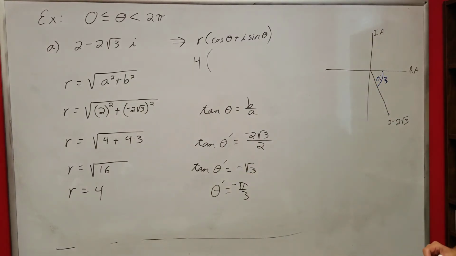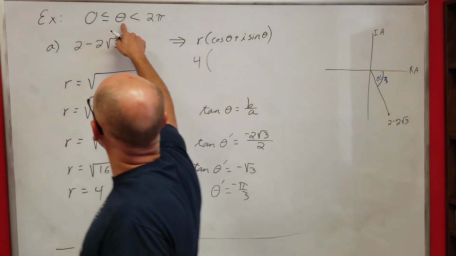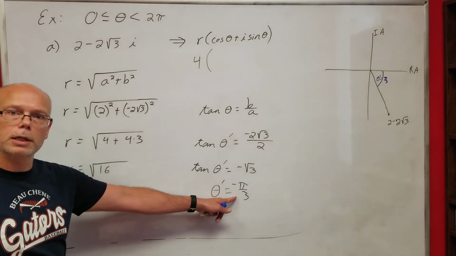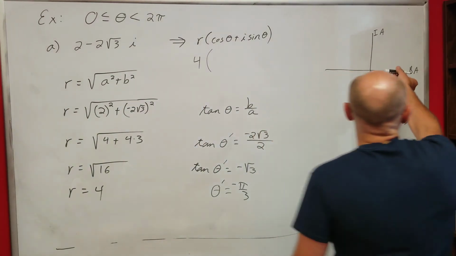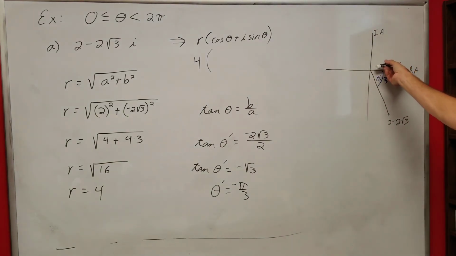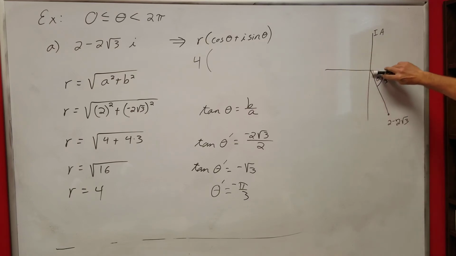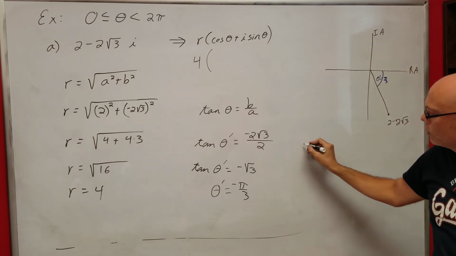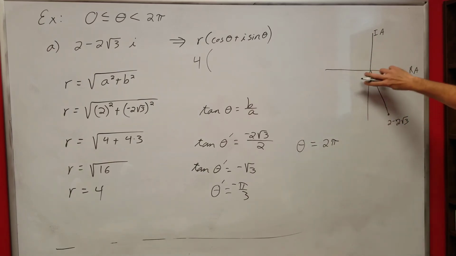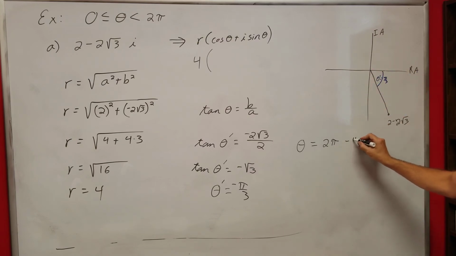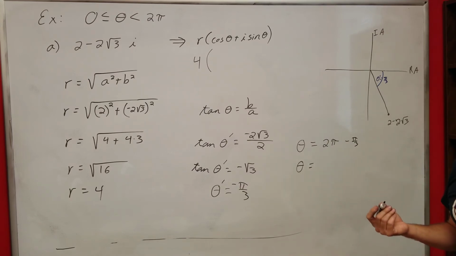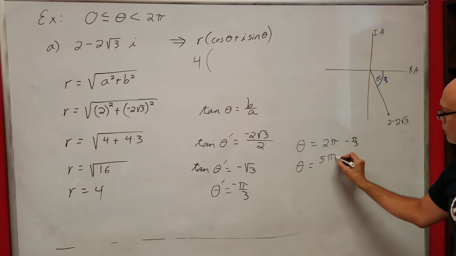So really what I found here was theta prime. And how do I know that? Because they tell me that my theta value needs to be between 0 and 2 pi. So it can't be negative pi over 3. So my actual theta value is going to be this angle here. So how do I find that theta value? How do I find this value right here? I say 2 pi minus pi over 3. So theta is going to be 2 pi, which is all the way around, right? Then back off pi over 3. Well, that's 6 pi over 3 minus pi over 3, which gives me 5 pi over 3.